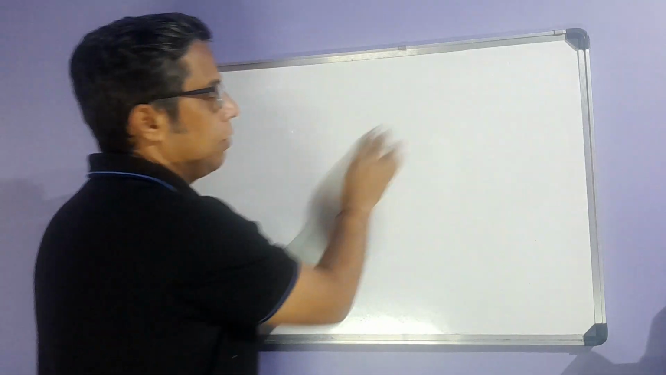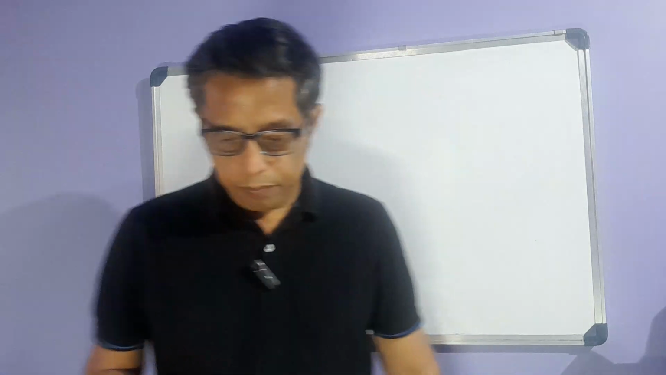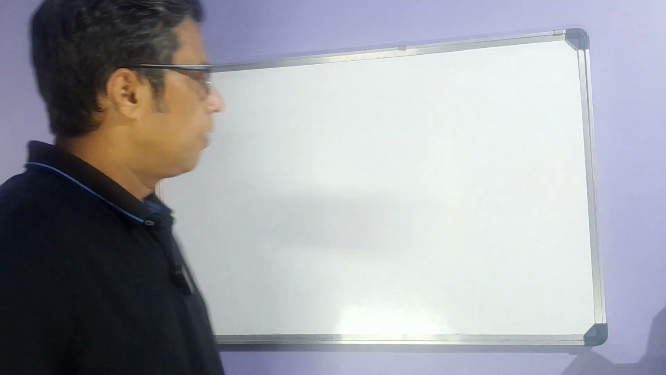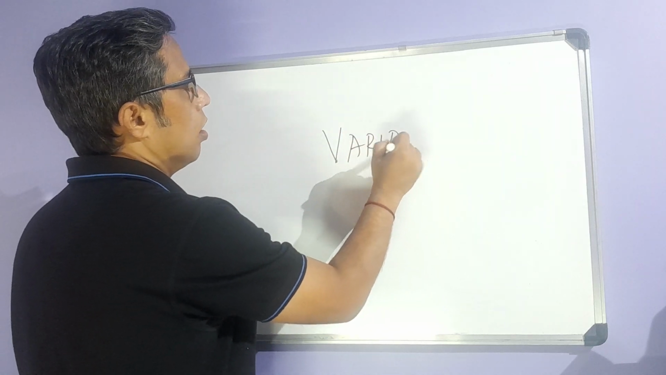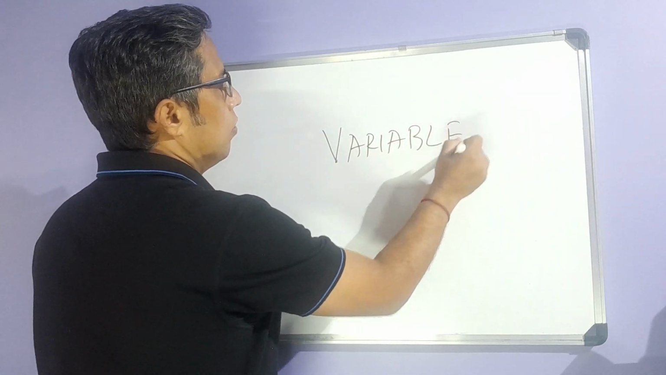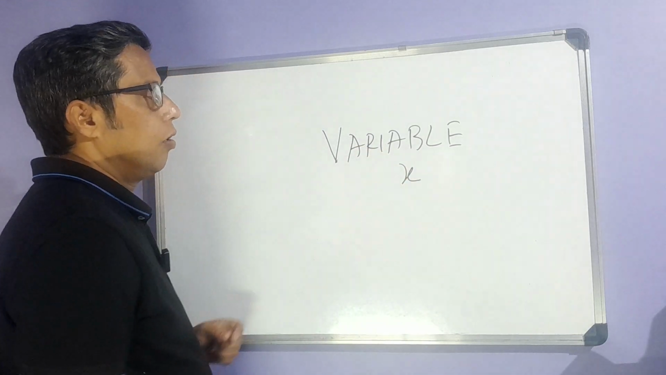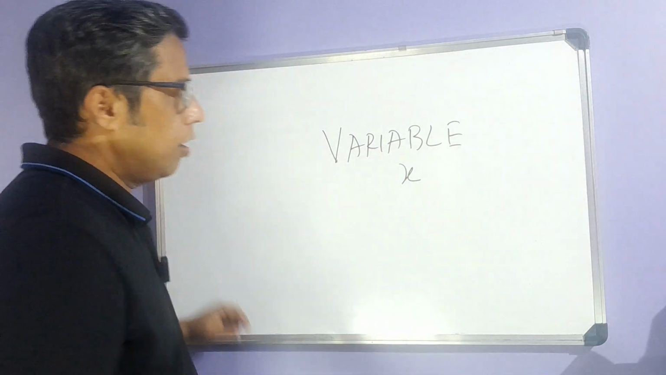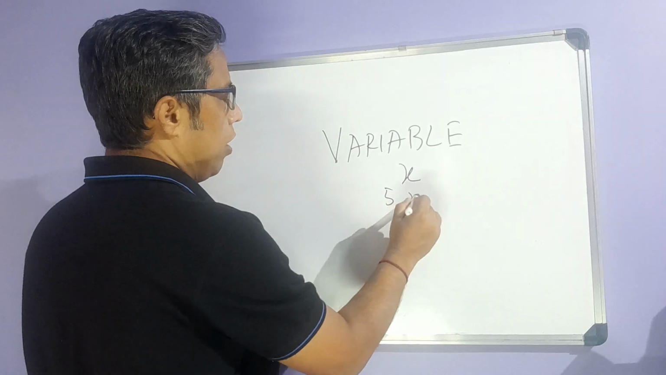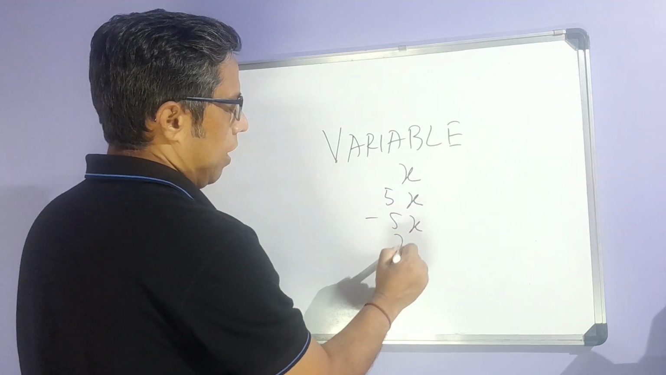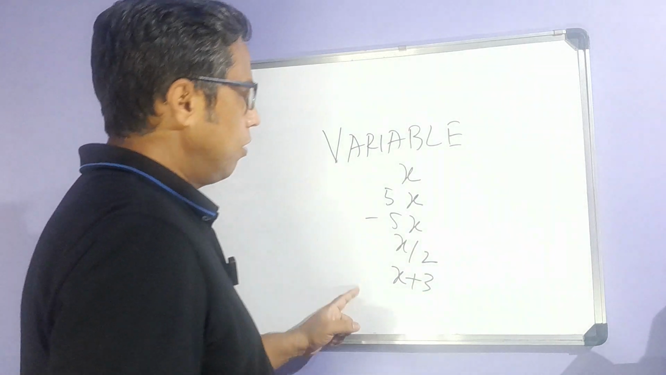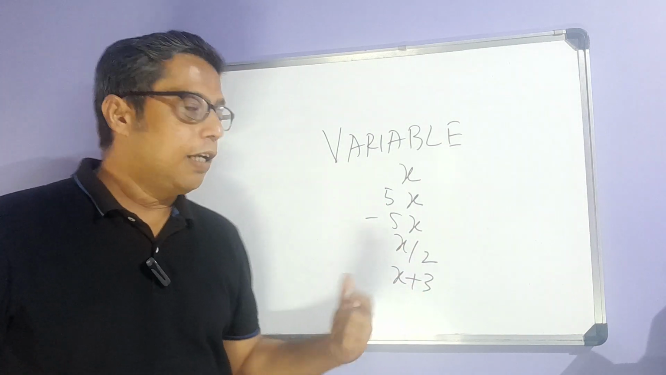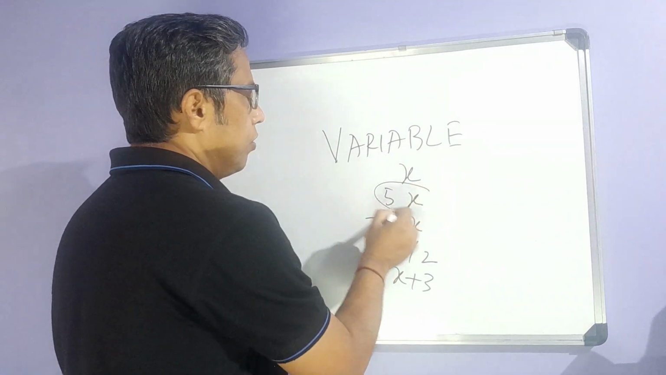Now the introduction of algebra. So what we are taking as new learning in algebra is the variable, right? Variable. So x is the variable or y is the variable. So what kind of variable do we get? x, 5x minus 5x, x by 2, x plus 3. So these are all different algebraic expressions, like different terms you can say. So these are the variables.